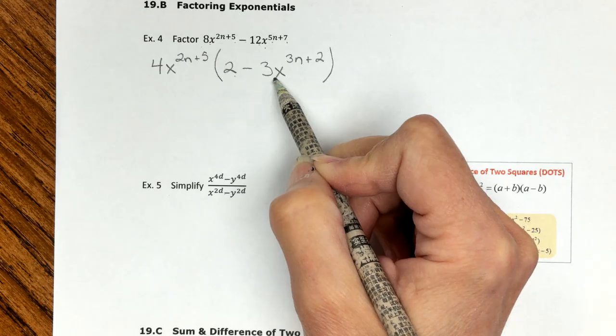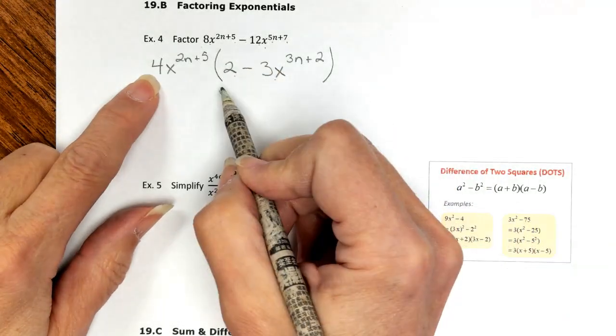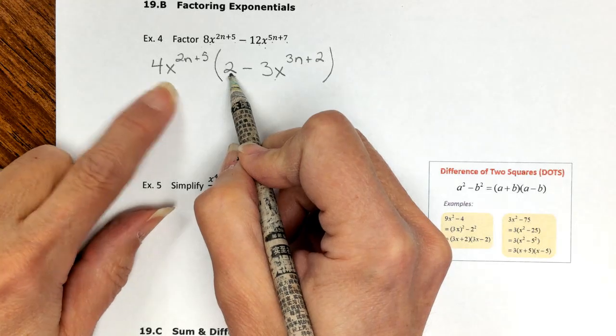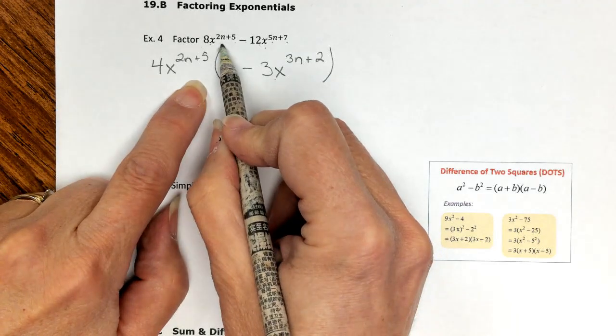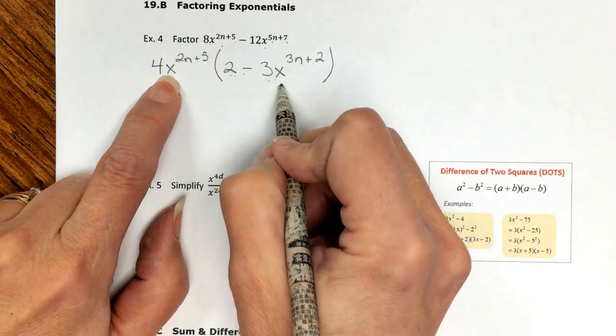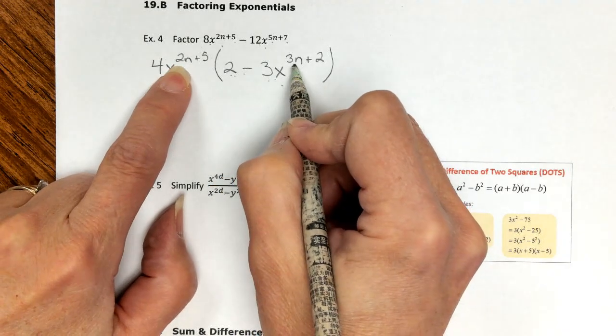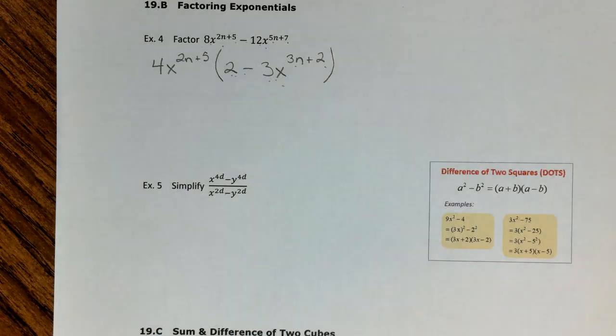And then to check and see if you did it right, you just distribute. Okay, 4 times 2 is 8, that matches the first term, minus 12. And when you're multiplying these x's, you add the exponents, right? So x to the 5n plus 7. It's right. I can move on.